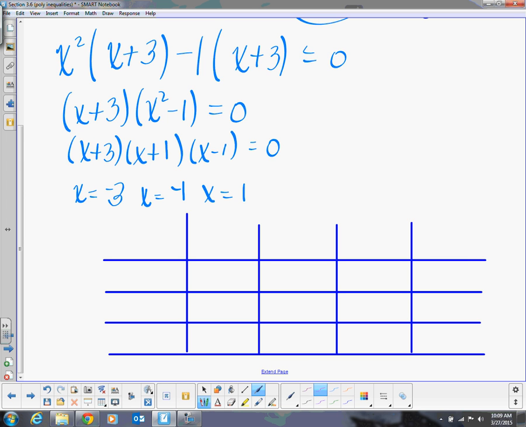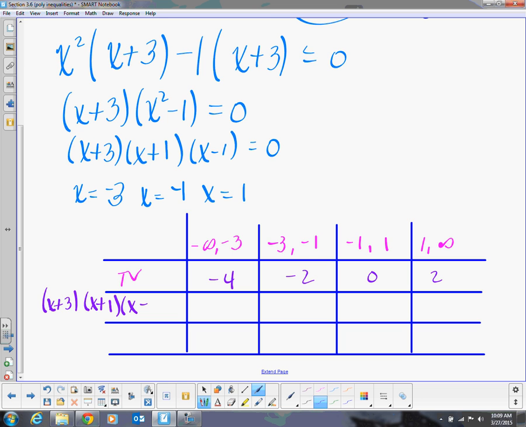So negative infinity to negative 3, negative 3 to negative 1, negative 1 to 1, 1 to infinity. Easy peasy lemon squeezy. Test values: negative 4, negative 2, 0, 2. All right, now we're testing x plus 3, x plus 1, and x minus 1. That's a lot to test. So what do we have?